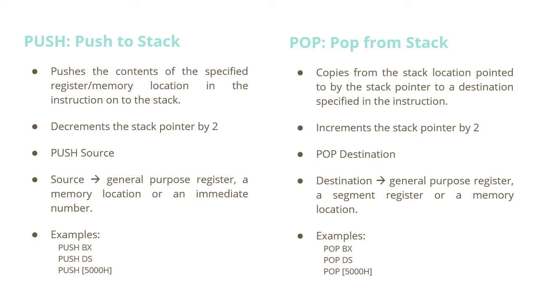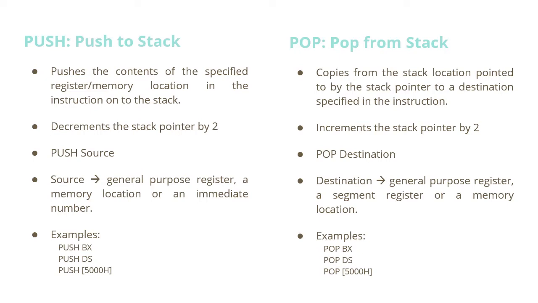Next we have the pop instruction, which is used for copying from the stack location that is pointed by the stack pointer to the destination that is specified in the instruction. Here the stack pointer will be incremented by a factor of 2. The format of the instruction is POP destination, and the destination can be a general purpose register, a segment register or a memory location.